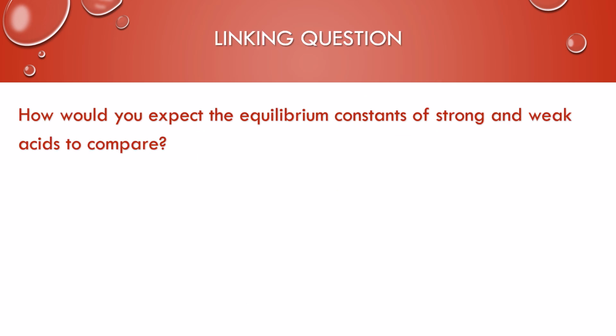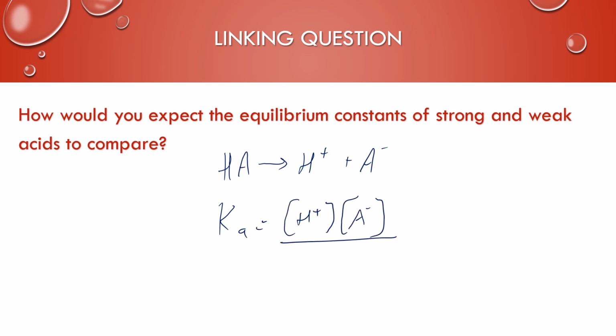Okay, so this one says, how would you expect the equilibrium constants of strong and weak acids to compare? So again, we're taking our acid. I'm just going to use HA as a generic acid. And so my Ka value is going to be my H plus times my A minus all over HA. And so if I have a strong acid, that means you basically have none of this left over. Maybe a few molecules in the whole thing. But effectively your Ka is going to be huge because effectively it's all on the top. So all of them are ions. Much, much larger value for Ka.